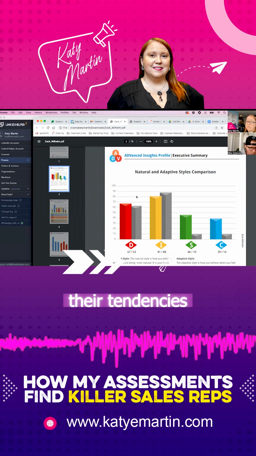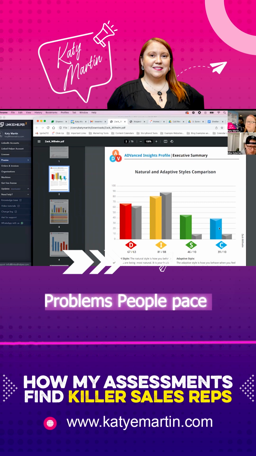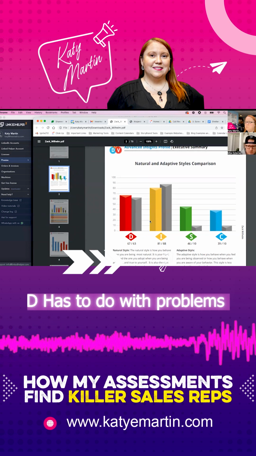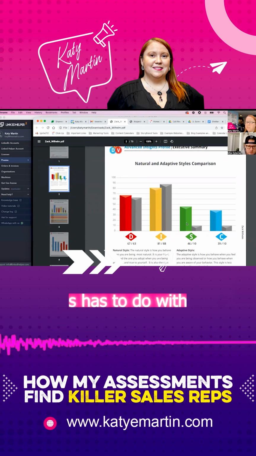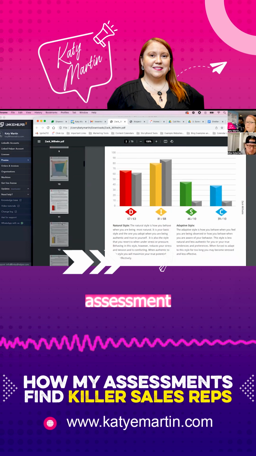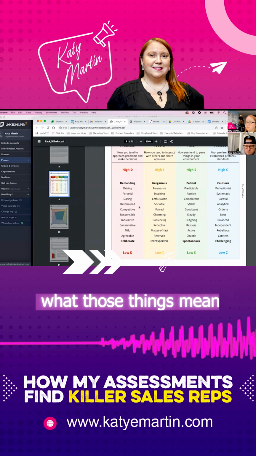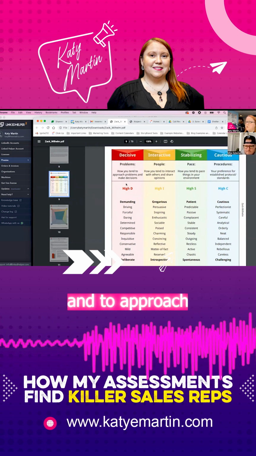It tells you their tendencies and their preferences, tendencies, and behavior regarding problems, people, pace, and procedures. D has to do with problems, I has to do with people, S has to do with pace, and C has to do with procedures. Every assessment, they all have it on page 9, tells you what those things mean. Problems, people, pace, procedures, tend to approach problems.